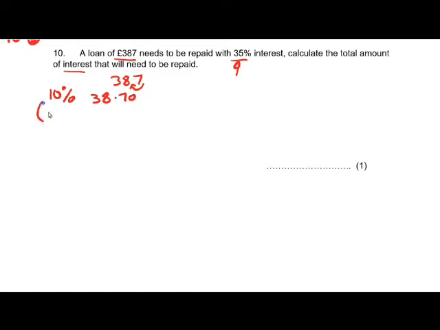We need 30%, so we need 3 lots of it, so 38.7 times 3. We can do this by using our multiplication method for decimals, move the decimal point, do the maths and put the decimal point back. So I get 1161, put my decimal point back, and I get 116.1. And that looks correct. 3 lots of 38 is roughly 116.